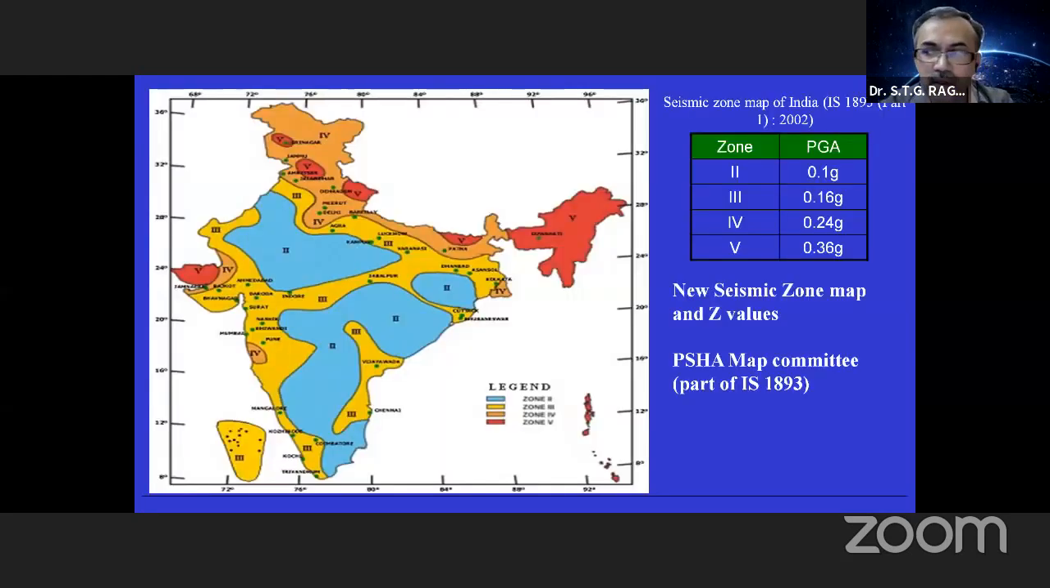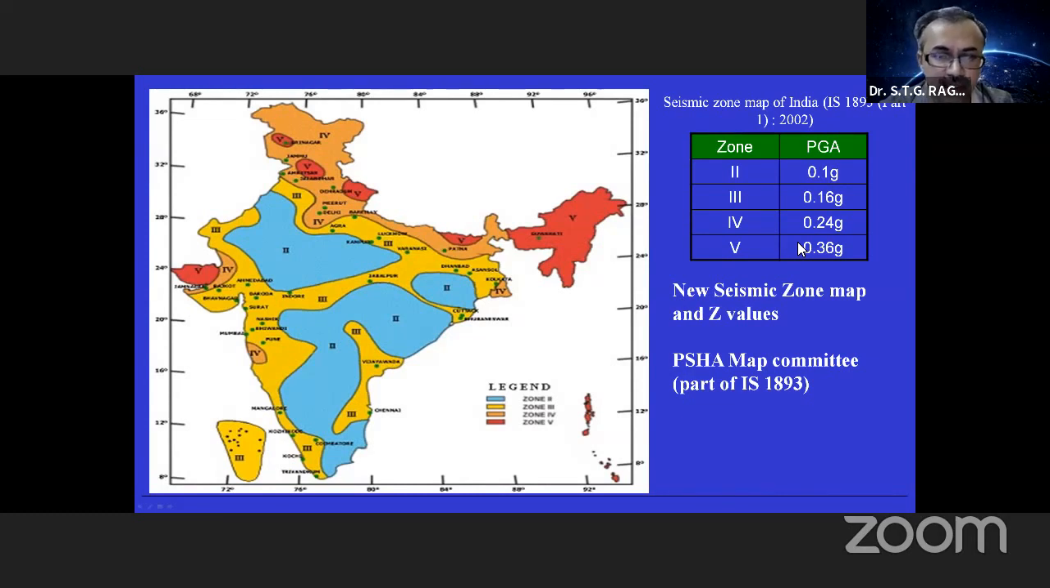So now, to start with, all of this is the seismic zone map. Everybody would definitely have seen it in IS 1893 or on Google. If you just type it, you will get this map. Everybody knows that our country has been divided into 4 zones, starting from 2, 3, 4, and 5. The Z values also are here, starting from 0.1g, and the highest value is 0.36g.